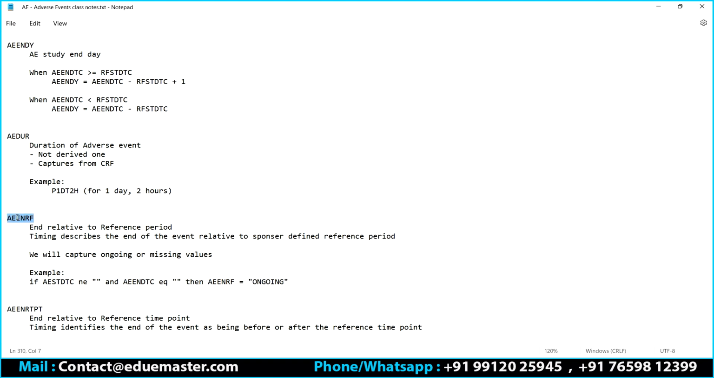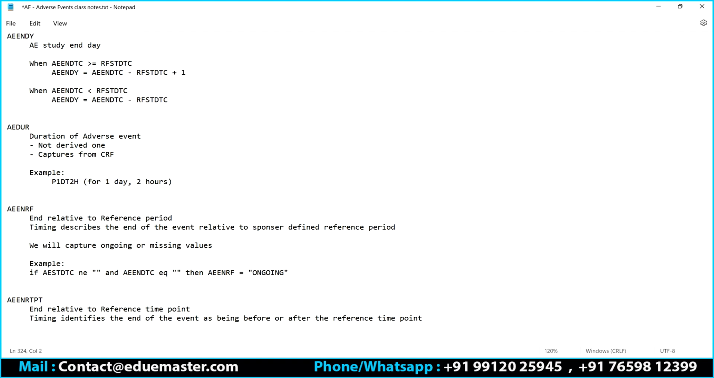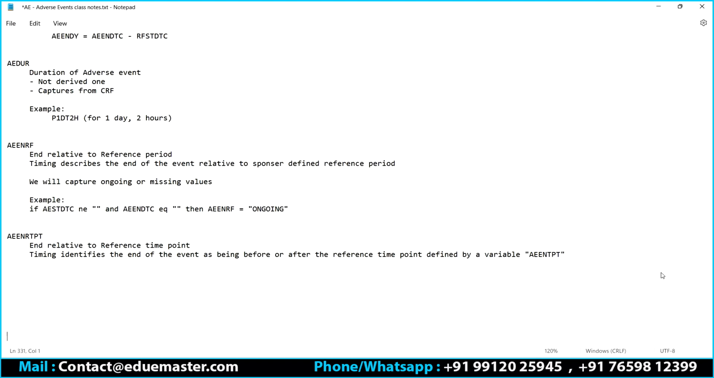Here you have AERENF. Oh, sorry, maybe I need to talk about something else here. That is, the time point is defined by a variable named adverse event ENTPT. What ENTPT is will be covered by the last one. Maybe I can complete this and then come to this calculation, because there are a lot of calculations for this. So let's come to this.